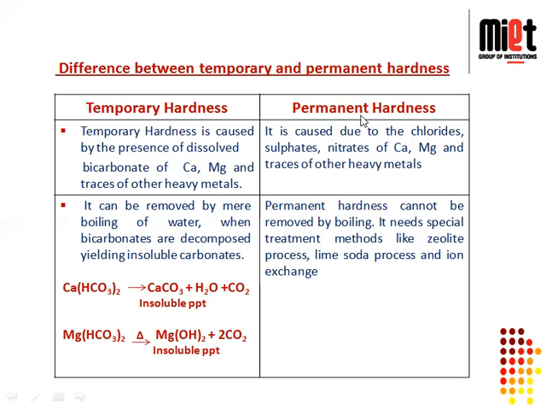Permanent hardness is caused due to the chloride, sulfate and nitrates of calcium and magnesium metal. It's known as permanent hardness because you can't remove such kind of hardness with the help of boiling of water. आप इसको boil करके remove नहीं कर सकते. You need a special treatment like zeolite method, lime soda method, and ion exchange method to remove such kind of hardness.